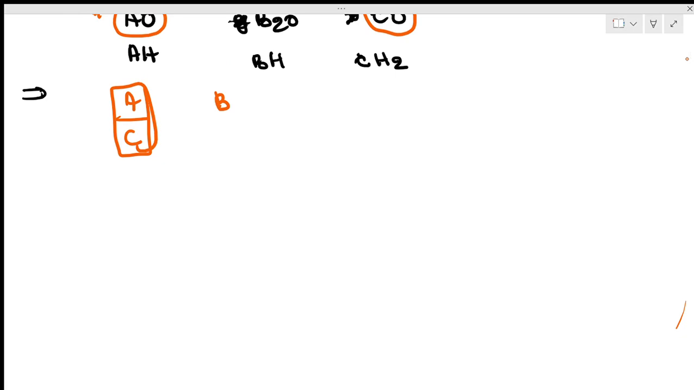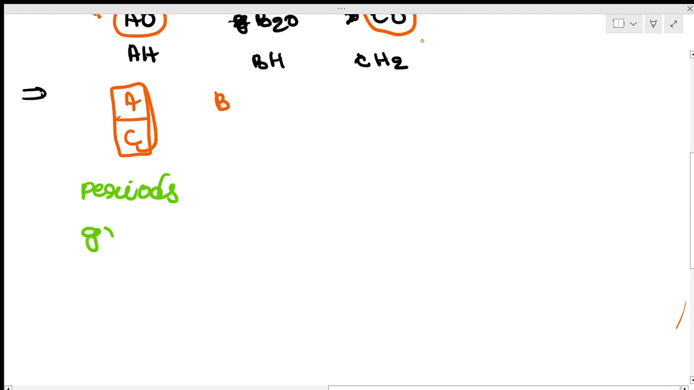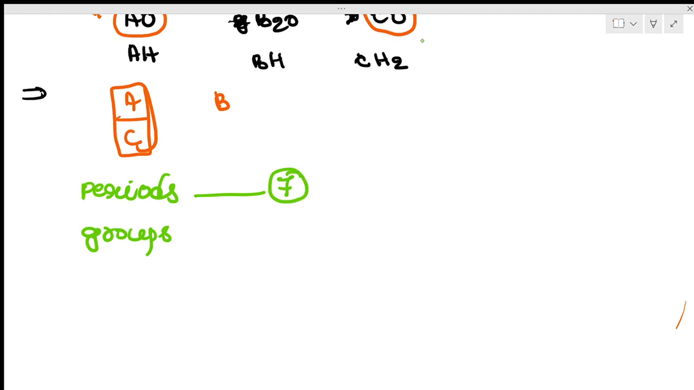Here he is the first scientist who introduced the words periods and groups. The horizontal rows he considered as periods. At that time there were 7 periodic rows in the periodic table, represented with Arabic numbers 1, 2, 3, 4, 5, 6 and 7.